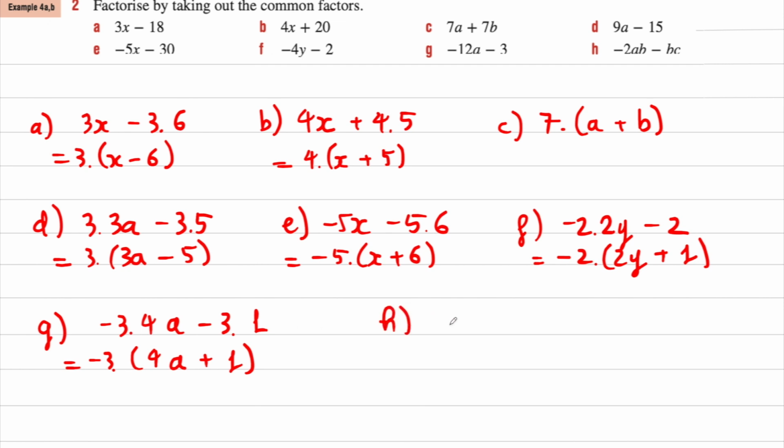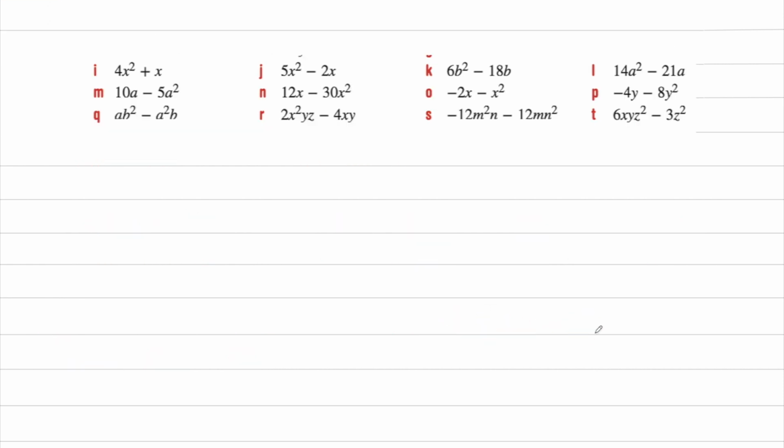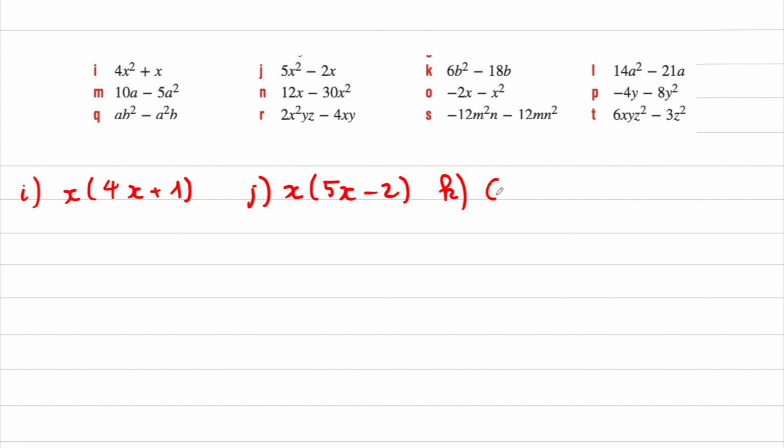And question H, minus b. Take minus b outside, 2a plus c inside the bracket. The next one you will get on this side. Question I, take h outside, 4h plus 1. Question J, h outside, 5h minus 2. Question K, you have b and you have 6.